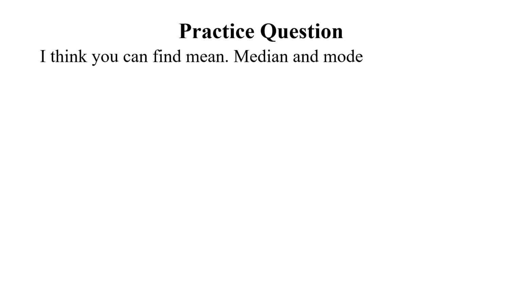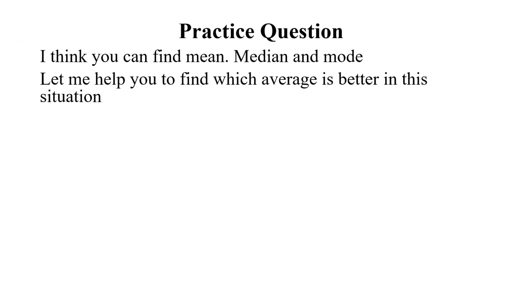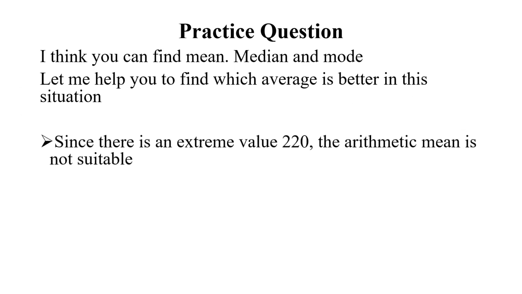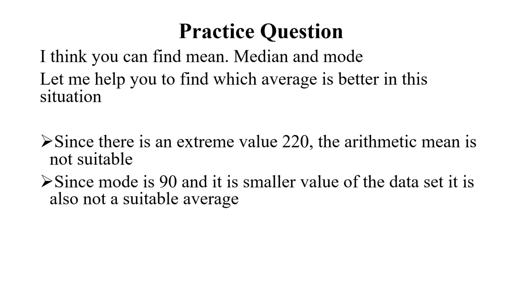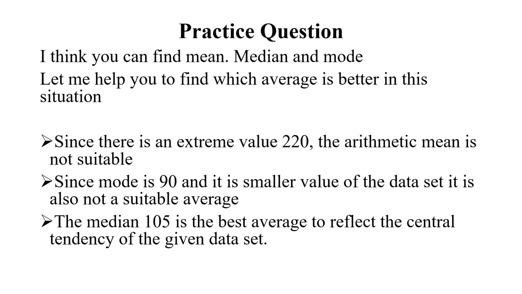I think you can find the mean, median and mode. Let me help you to find which average is better in this situation. Since there is an extreme value 220, the arithmetic mean is not suitable. Since the mode is 90 and it is a smaller value of the data set, it is also not a suitable average. The median 105 is the best average to reflect the central tendency of the given data set.